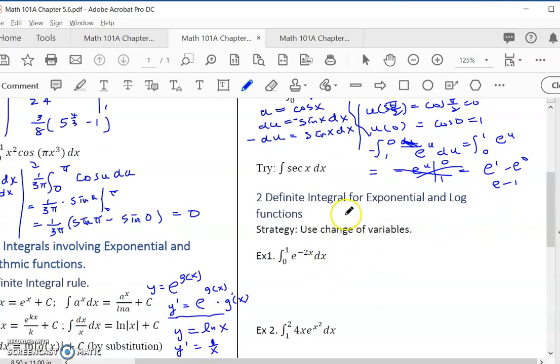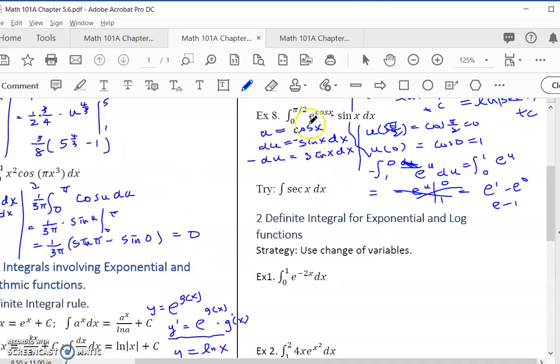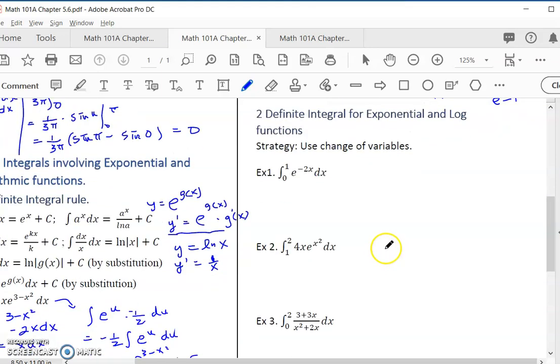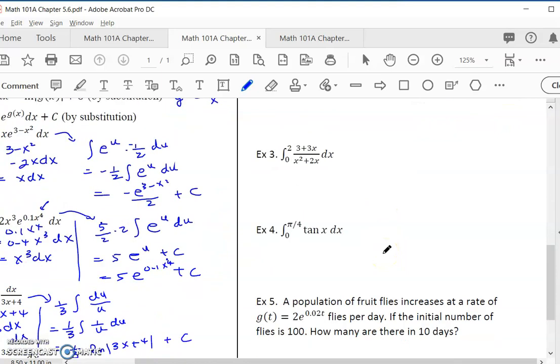And then we'll do definite integrals. There's a definite integral here already. Oh well, we started already. So we'll do more of these in the next videos.